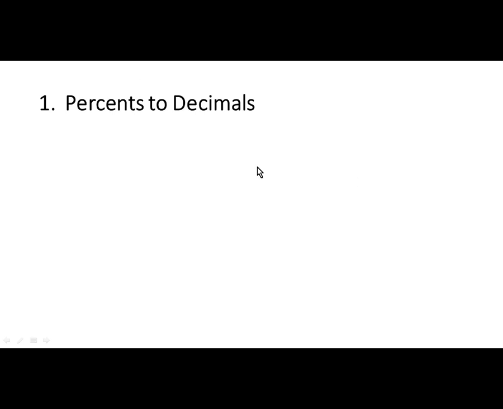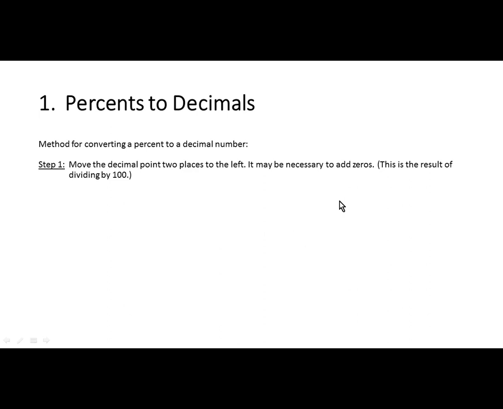Converting between percents and decimal numbers. Since we're going to be using our calculator, we're going to stick with the decimals. We're not going to try to do the fraction nonsense. So percents to decimals: I give you a percent number, you want to go to a decimal number. It all goes back to the meaning of the word percent. The method for converting a percent to a decimal number: Step 1, move the decimal point 2 places to the left. It may be necessary to add some zeros. This is the result of dividing by 100, because remember, percent means divided by 100. And then step 2, remove the percent symbol. That's all you're doing. You just divide by 100 and remove the percent symbol.